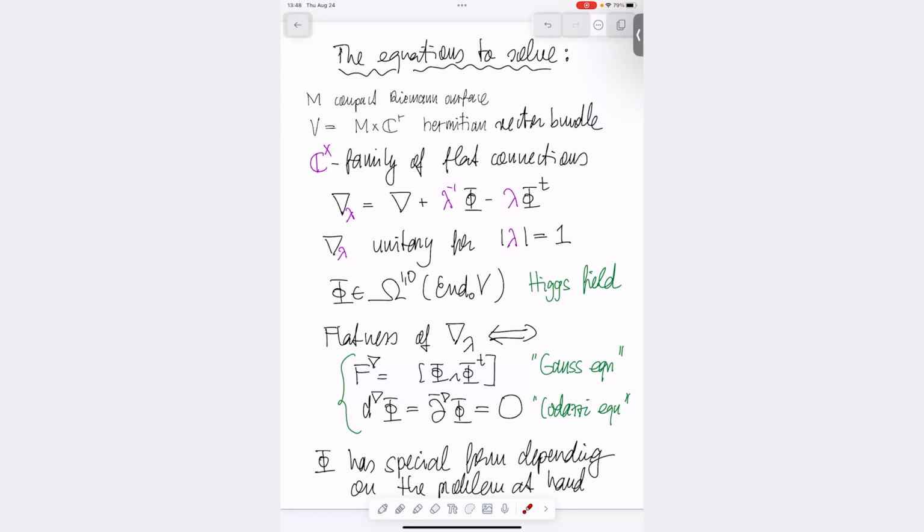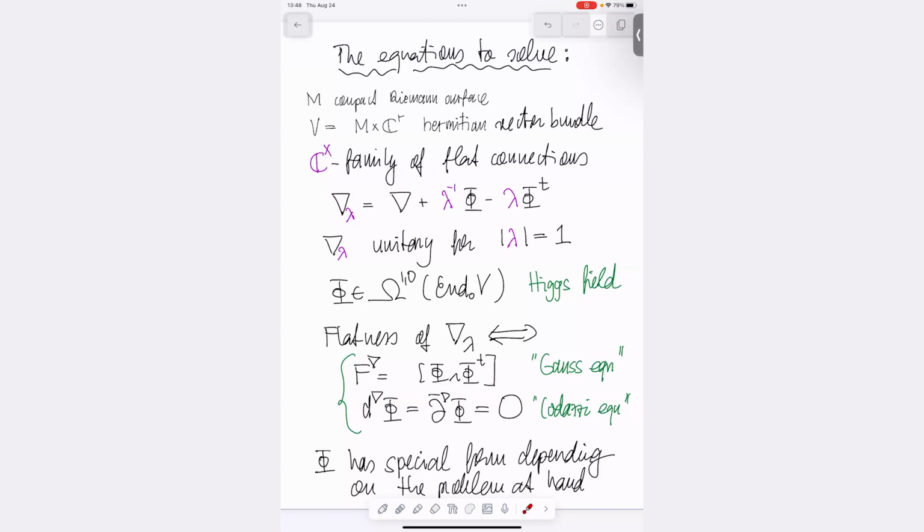So the first equation is a nonlinear equation. It couples the curvature of this connection nabla to the square of the Higgs field. This means Hermitian conjugate. What's it called? Hermitian transpose, right? Because there's a Hermitian vector bundle, so this is the Hermitian transpose. And this is just the holomorphicity of that Higgs field.